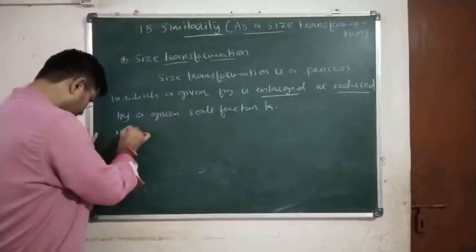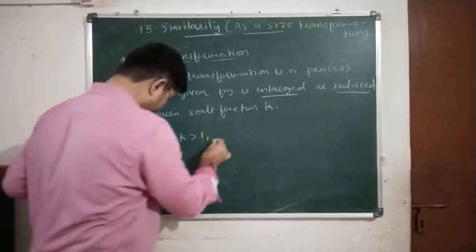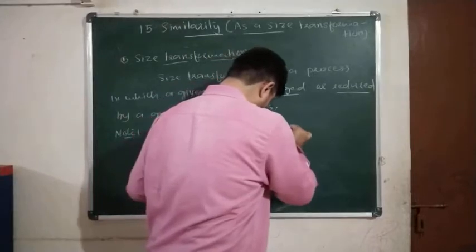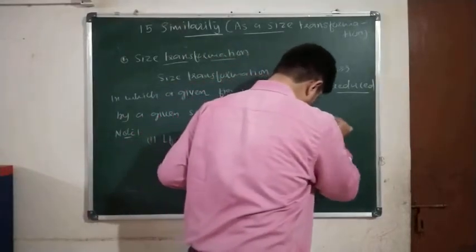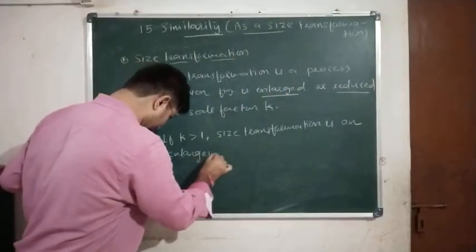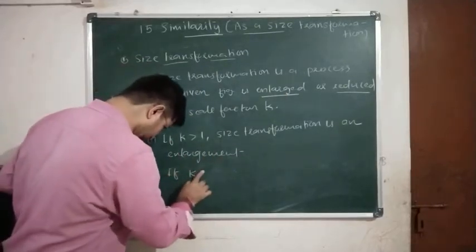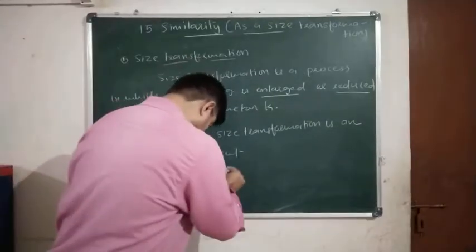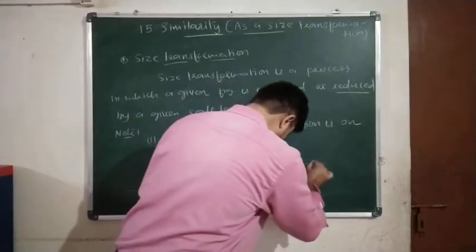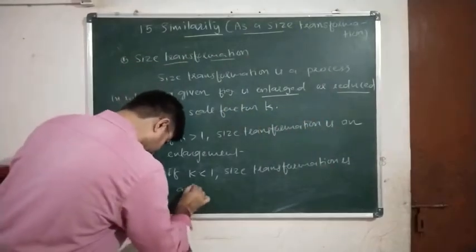Here we will note down that number 1, if K is greater than 1, then size transformation is an enlargement. Number 2, if K is less than 1, then the size transformation is a reduction.